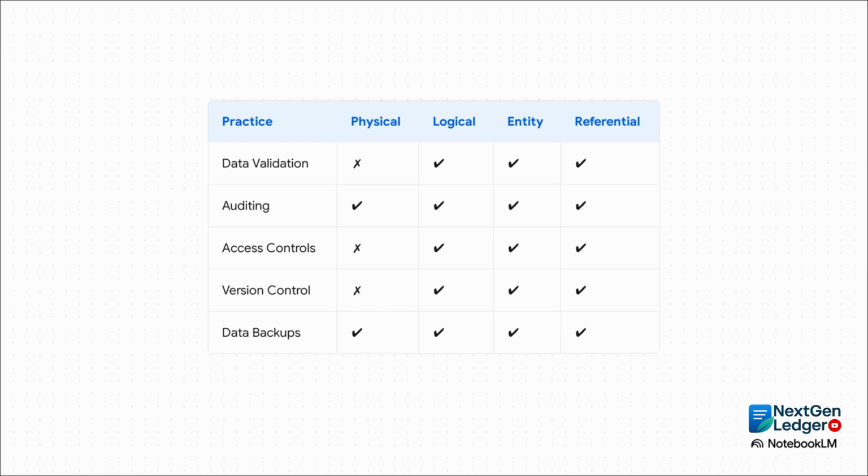For instance, good old data backups are obviously crucial for physical integrity, if a hard drive just dies. But think about it. They also restore logical, entity, and referential integrity by rolling the entire system back to a clean, consistent state where all the rules and links were still perfectly intact. It's like a system of overlapping defenses.